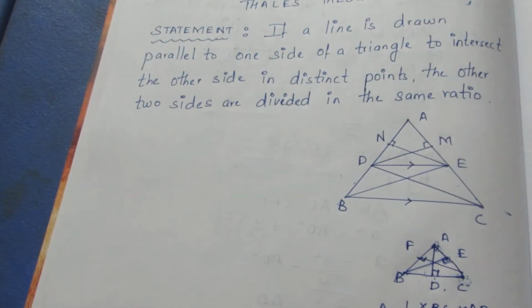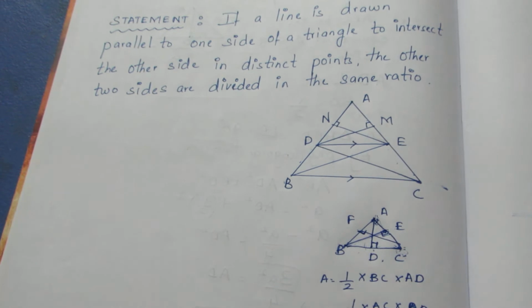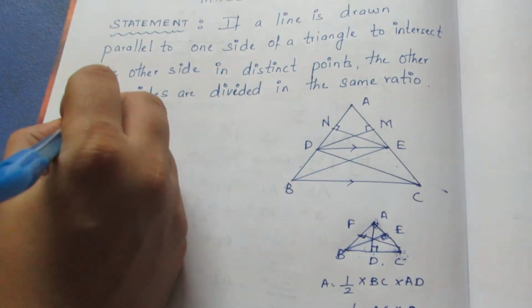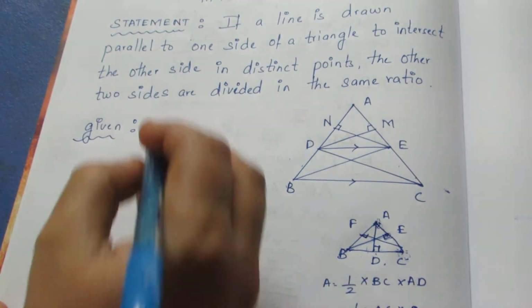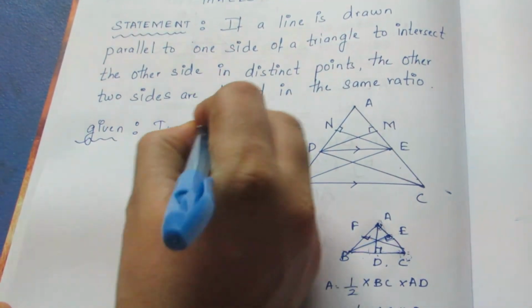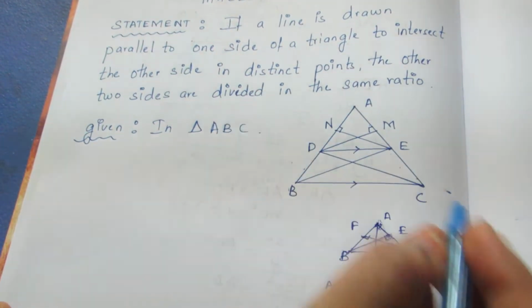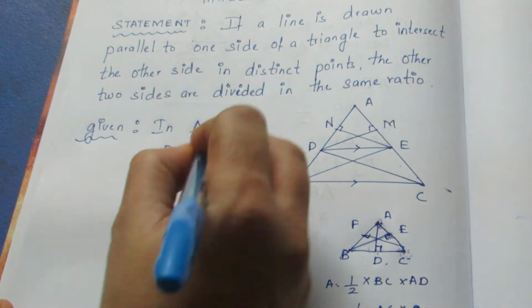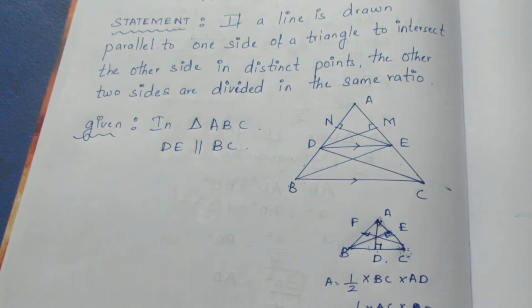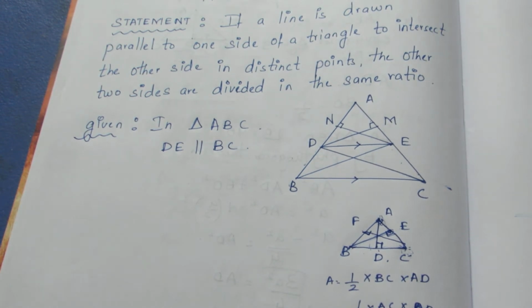We'll start with the given. Here in the given, in triangle ABC, only one thing is given, that is DE is parallel to BC. In triangle ABC, the given item here is DE is parallel to BC.